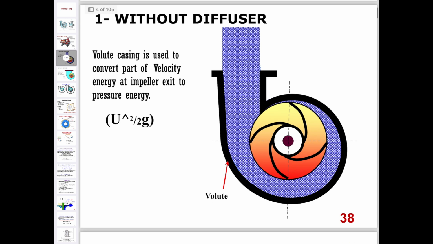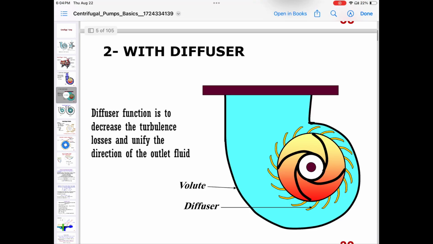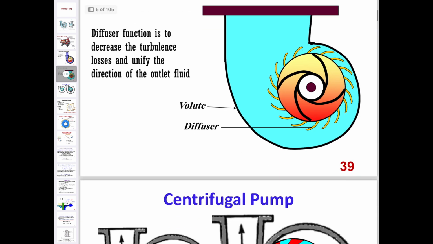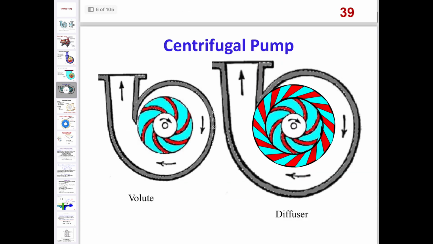Without a diffuser, this can be shown in these pictures. The diffuser's function is to decrease turbulence and loss of the outlet fluid direction. The types of centrifugal pump are the volute and the diffuser.